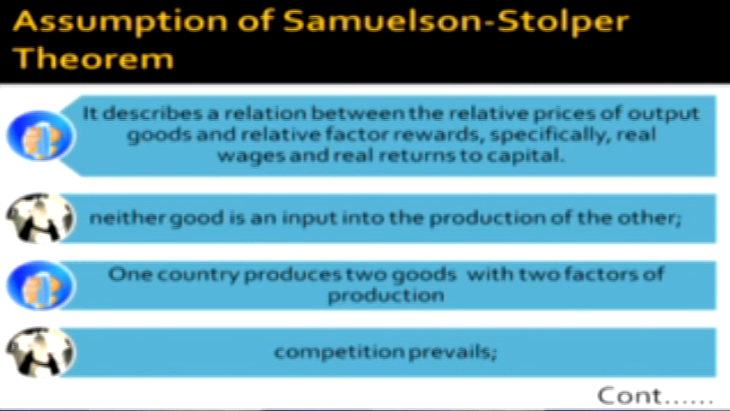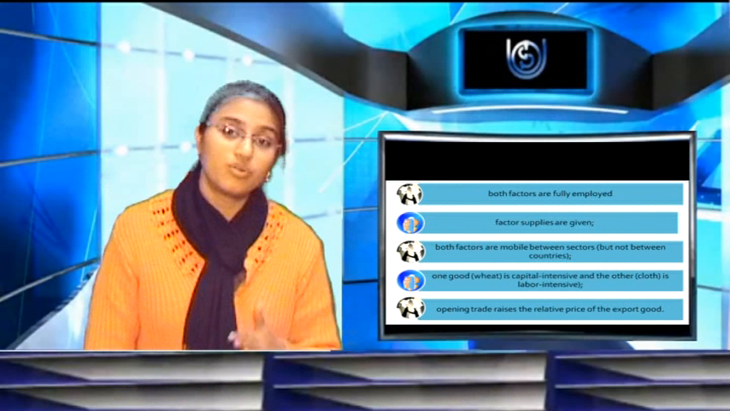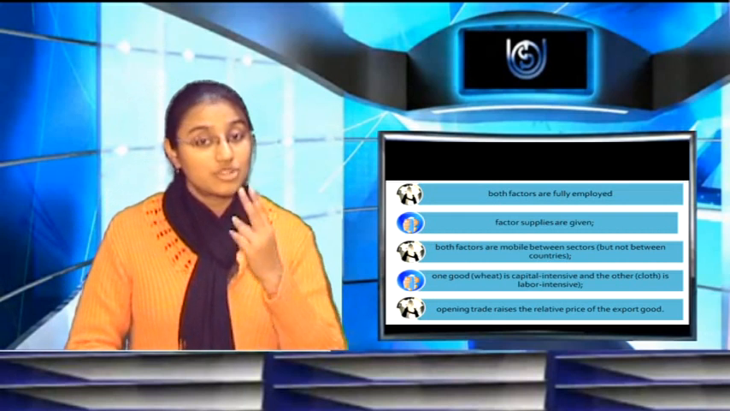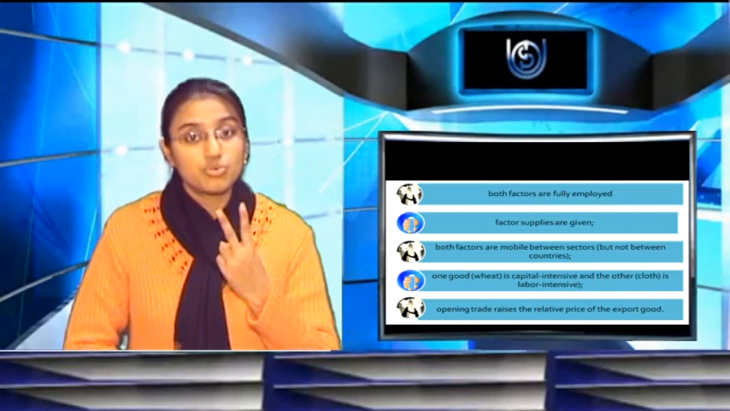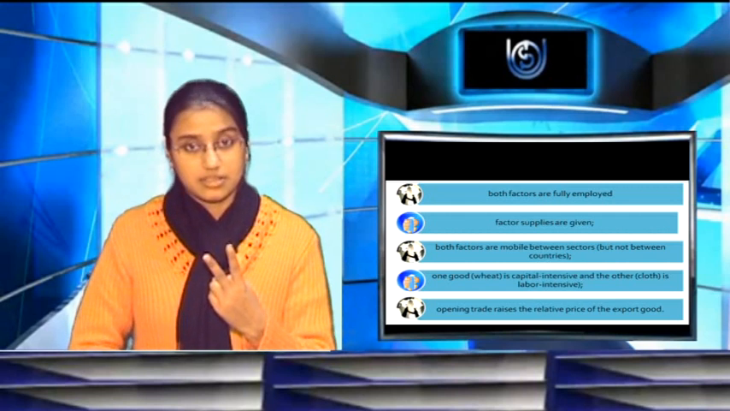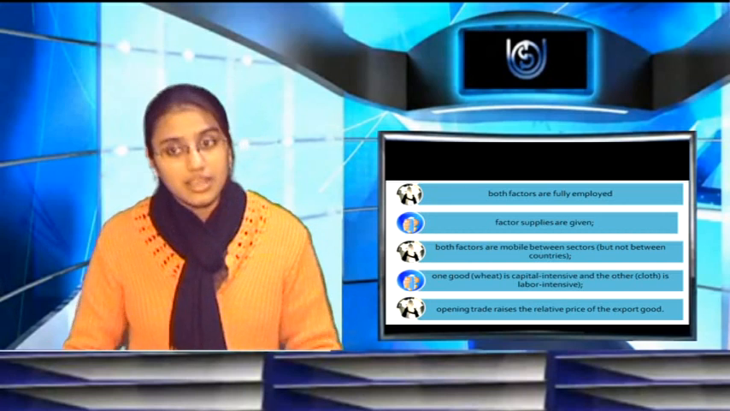Another is that competition prevails. Automatically this will raise the competition. So that is another assumption. Now the next assumption is both the factors are fully employed. That means the country in this theorem has two factors, and these two factors are fully employed, that means fully utilized. Another assumption: factor supplies are given.